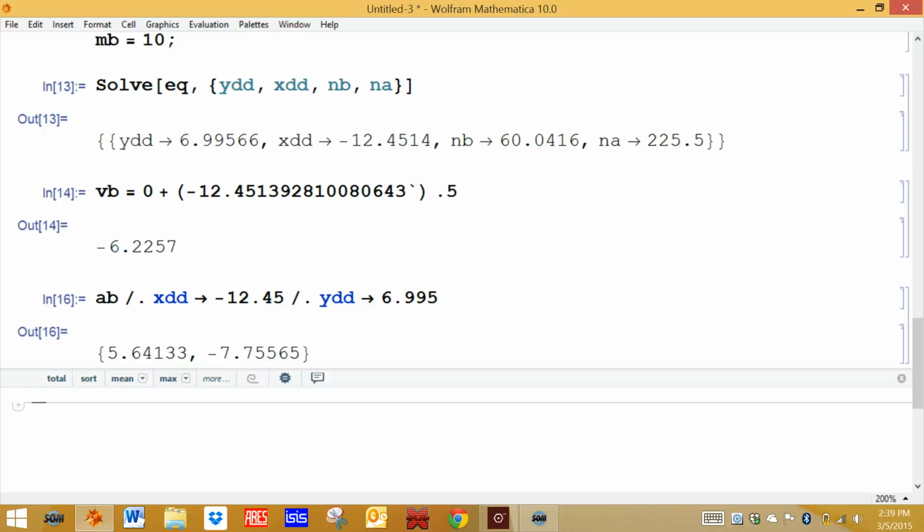If you wanted to find the magnitude, you could just square those and add them together. So that's the solution to that one.